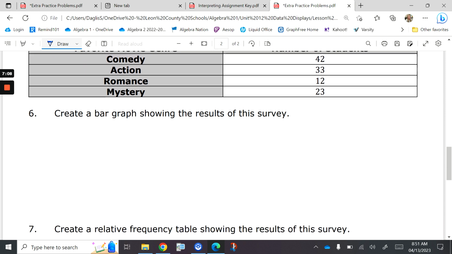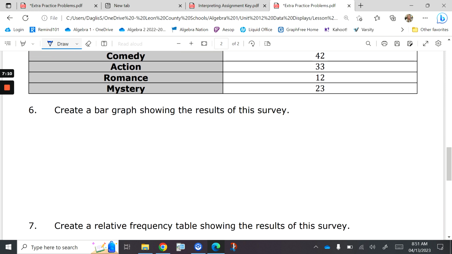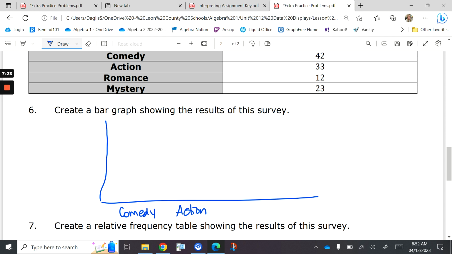Okay, first thing says to create a bar graph showing the results of the survey. So a bar graph is kind of like a histogram where we have a frequency on the side. Okay, and we have an x-axis, but my x-axis is going to be the categories. It's not going to be intervals of numbers. We're going to have actual categories. Okay, so we're going to have comedy, we're going to have action, romance, and mystery.